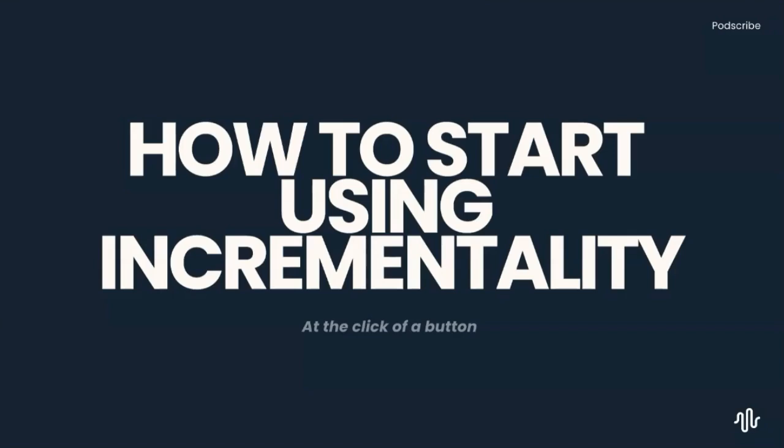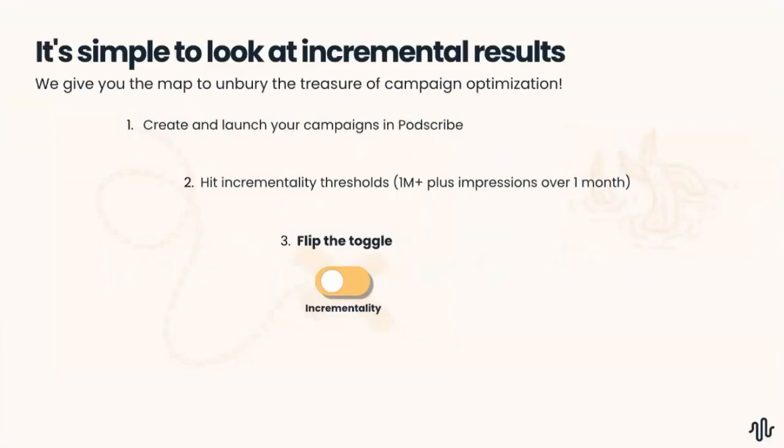Got it. Exactly right. All right, so then how do advertisers, how do agencies, how do publishers start to use incrementality? What do they need to do in order to get this set up? Do they need to do anything? And what does that look like? Perfect question. All of the complexities that we just talked about, all the things that could feel like they're advanced topics, you don't have to know all of that stuff to start using incrementality with Podscribe. Quite literally, launch your campaigns.